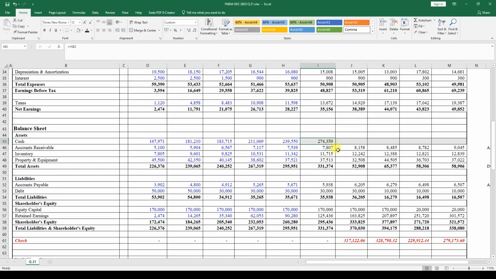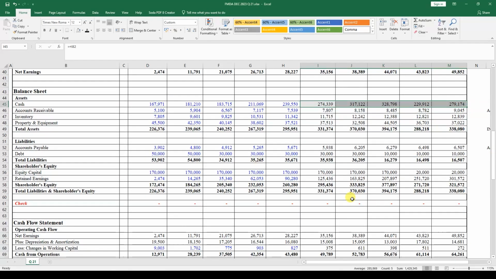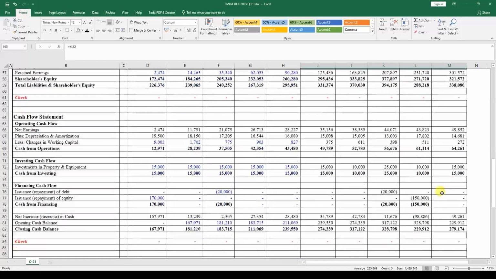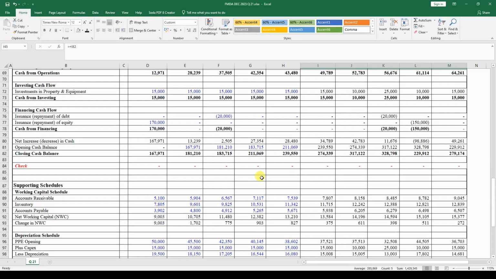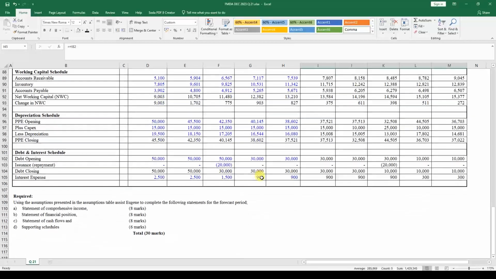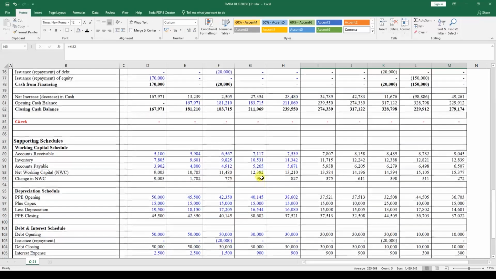But dragging the rest towards the right is the one that's going to tell us whether we are on the right path. And you can see it has balanced very well. The cash flow statement has also balanced as well, meaning that we have successfully answered the question presented to us by CASNEP.